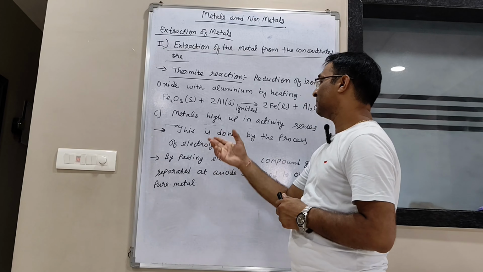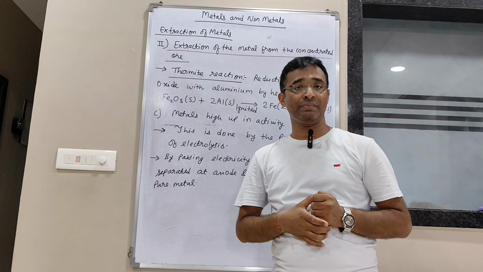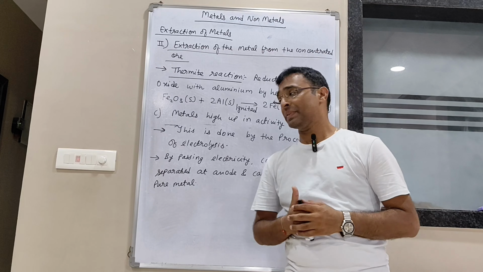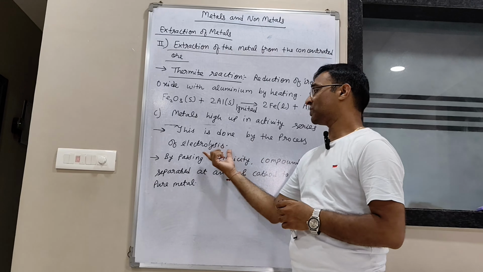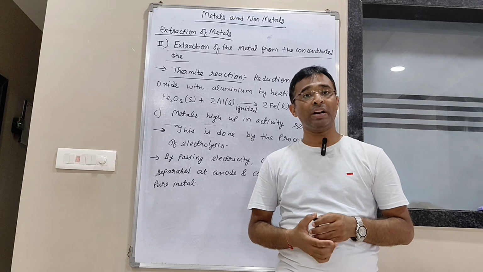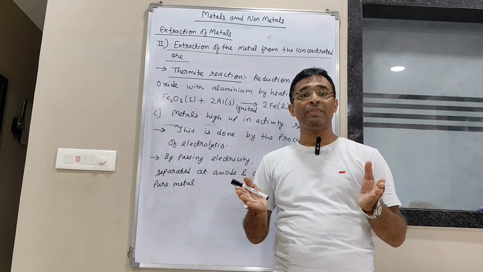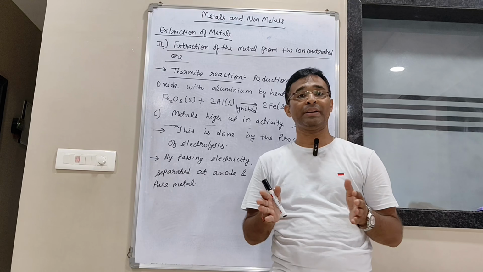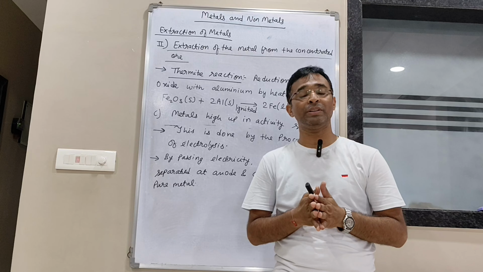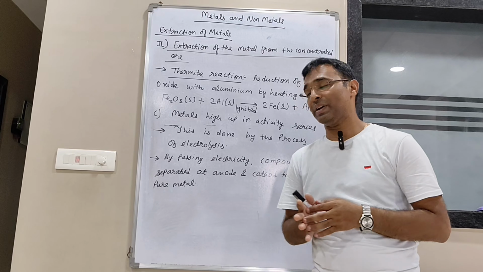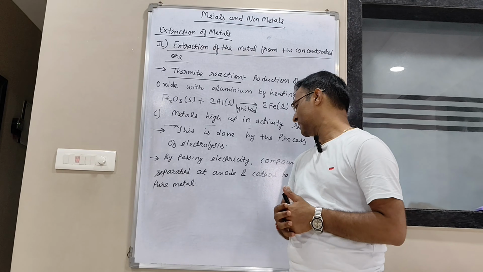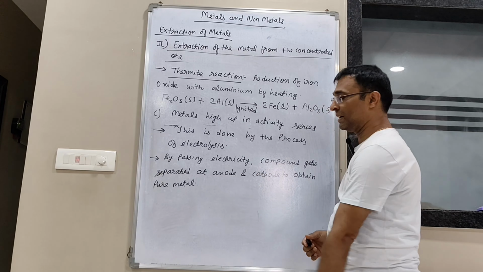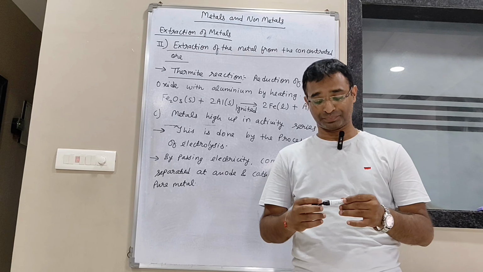Third, metals high up in the activity series, the metals which are very reactive like sodium, potassium. So this is done by the process of electrolysis. In electrolysis we pass electricity through the compound, and at the anode and cathode the compounds get separated into the respective ions, and therefore pure metals are extracted at the anode and cathode respectively.